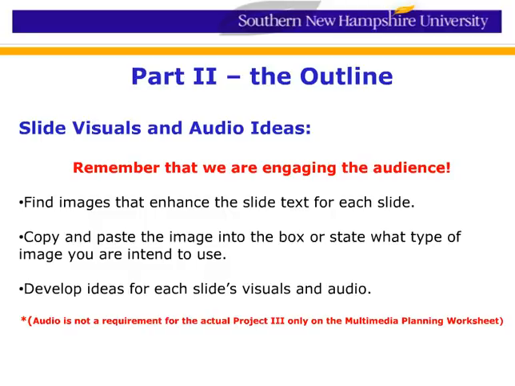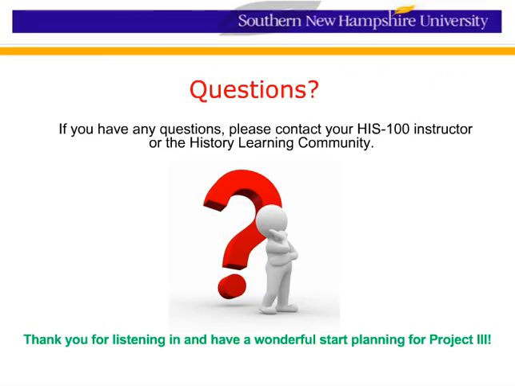Now that we know what the slide titles and slide text should include, it is time to add slide visuals and audio ideas. Remember that we are engaging the audience. Find images that enhance the slide text for each slide, and don't forget to cite your images for each slide. Copy and paste the image into the box or state what type of image you intend to use. Then develop ideas for each slide's audio.